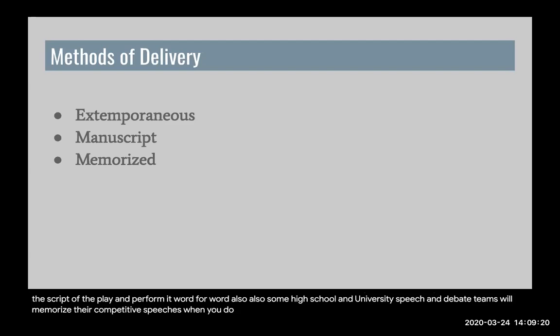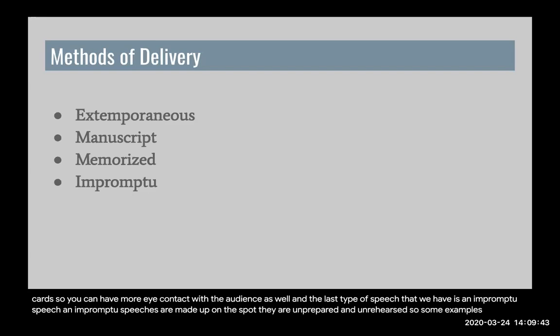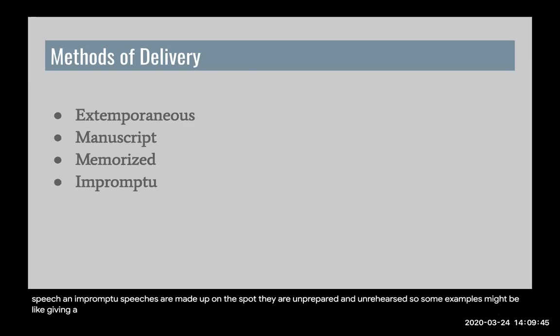When you do this, you have a lot more freedom. You're not tied to a podium or index cards, so you can have more eye contact with the audience as well. And the last type of speech that we have is an impromptu speech. Impromptu speeches are made up on the spot. They are unprepared and unrehearsed. Some examples might be giving a toast at a wedding, saying grace before a meal, an acknowledgement, offering thanks, whatever it may be. They're generally short and given with little or no notice.